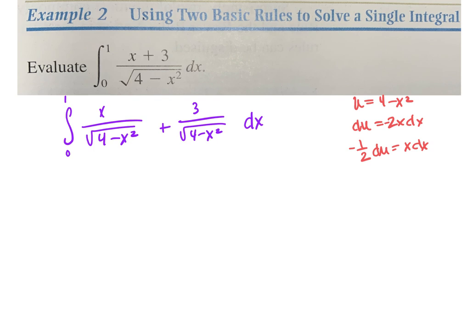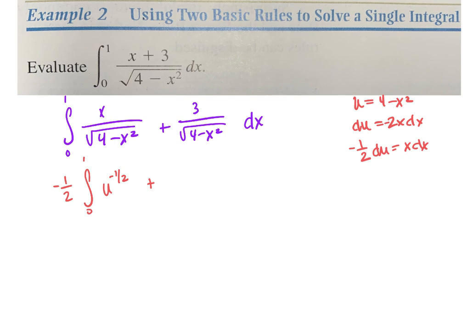And so I have, for this first one, negative 1/2, 0 to 1, of just u to the negative 1/2, right? Make sense? For this second one, I'm going to use an arc, right?